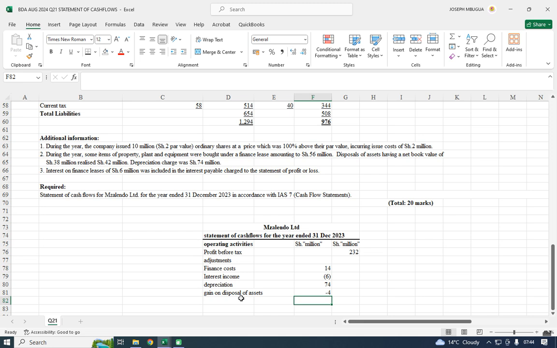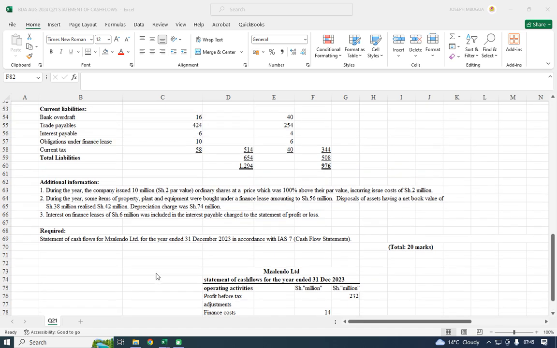Here we do reclassification. We shall report the entire amount. The entire 42 will be reported under the investing activity, where we shall report the disposal proceeds. So the next thing that we had, I think that one we have already covered.